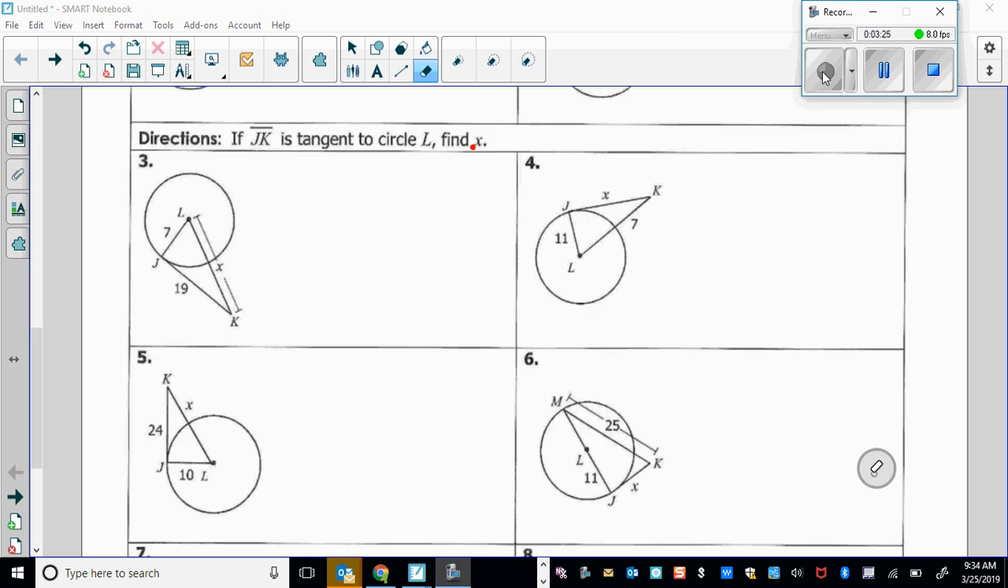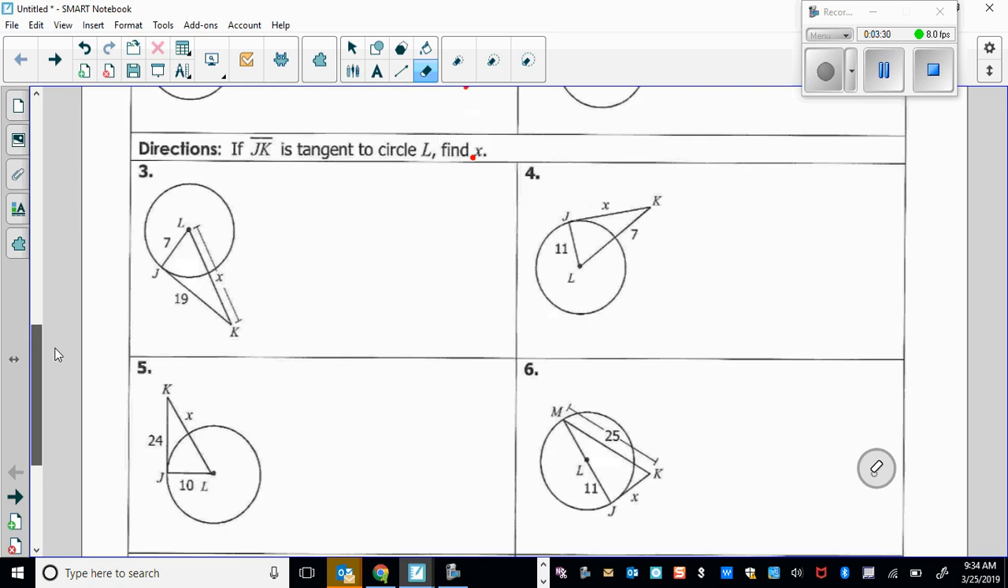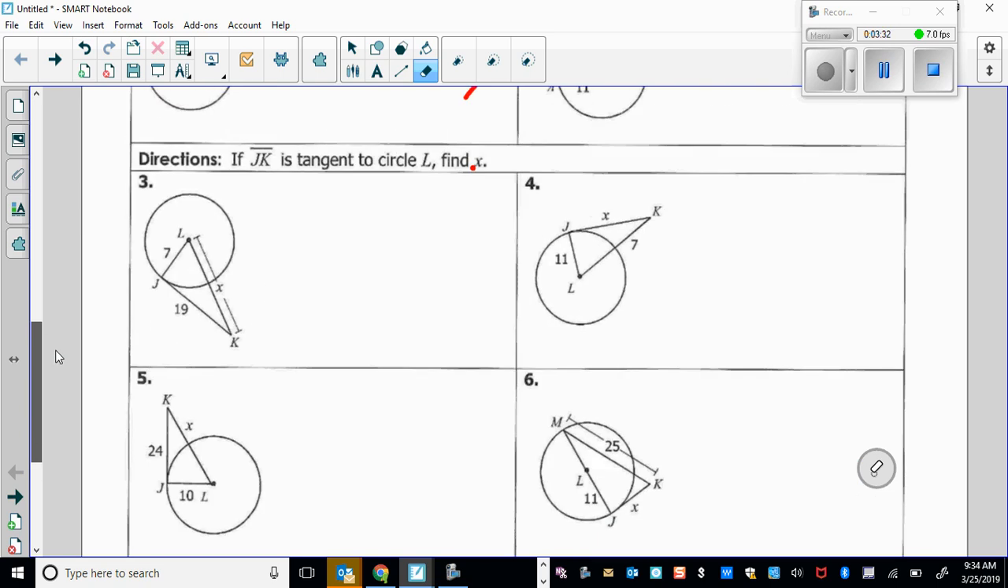Number 3 to number 8 is asking if JK is tangent to circle L, so that's what we have to check. Every time we have this, just remember, if it is tangent, then the 90-degree angle is going to be created here where J is. That way it can help you see where the 90 degree is, and then where it needs to be.